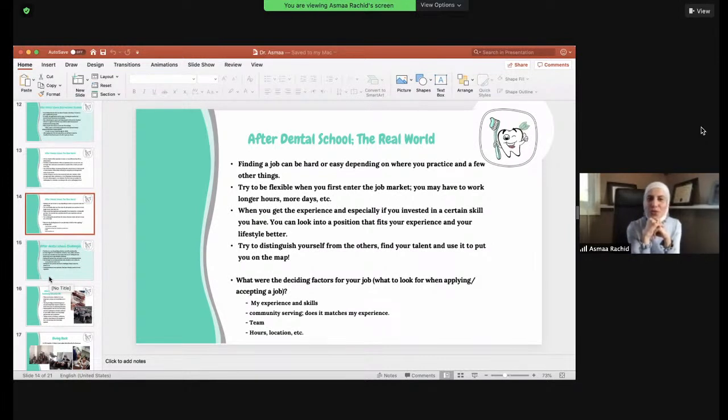Now, when you graduate dental school and you look into applying for a job, I would say try to get the experience and invest in that skill. I find it so helpful to focus rather than spread yourself too thin. And once you do that, no matter how busy the market is, if you build a name for yourself and you're known as, oh, that's the best dentist in town who does veneers, people will come to you.